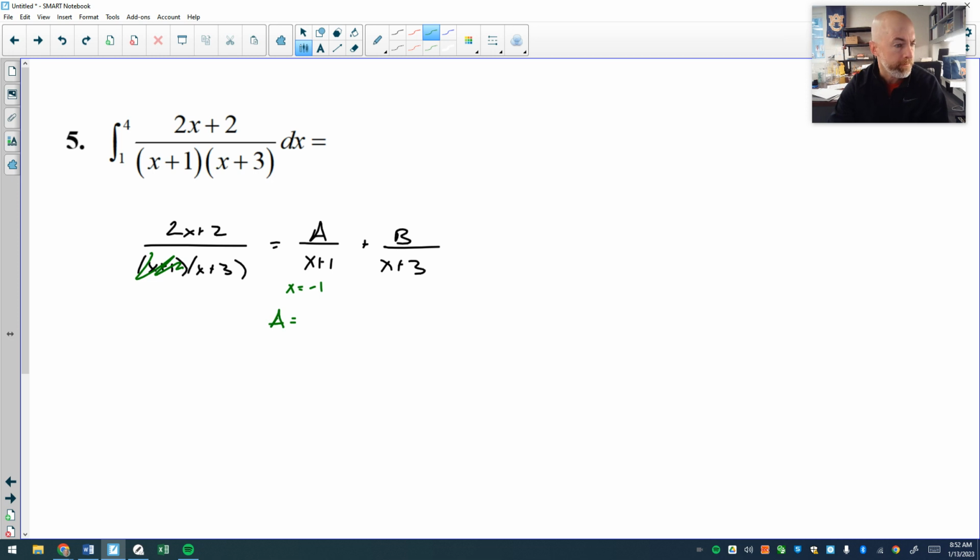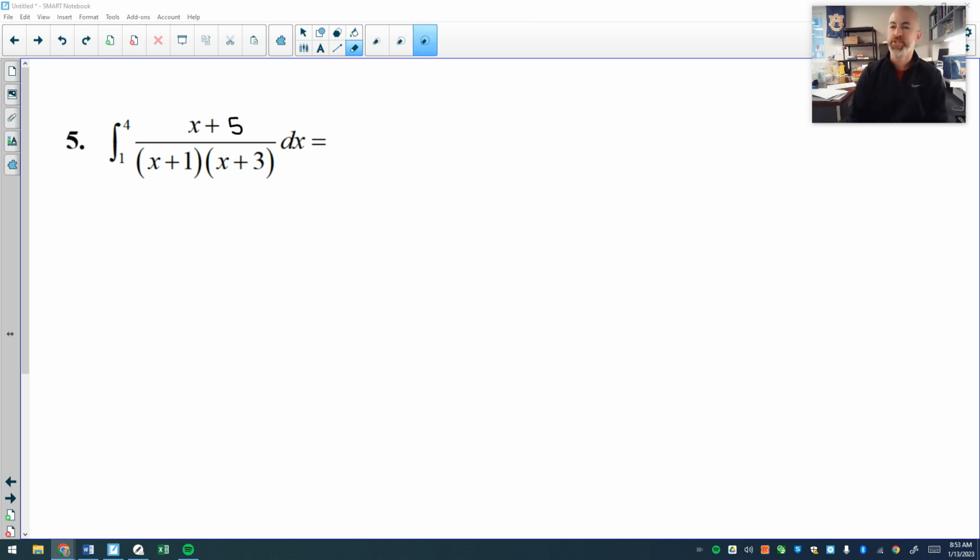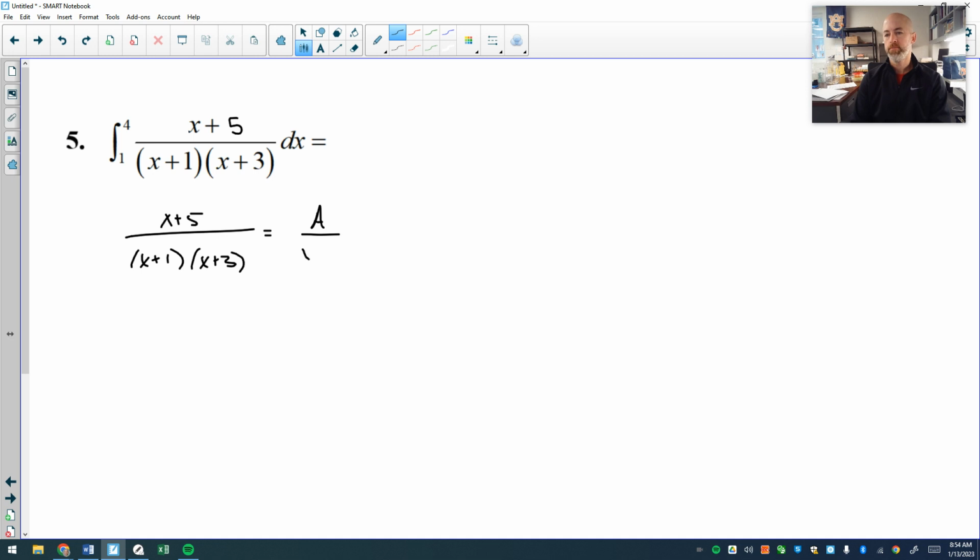Okay, hang on. So I have now adjusted this problem. Let's just make it x plus 5 and the numerator denominator is the same. And to save you the trouble, the numerator is not the derivative of the denominator. So now let's go into partial fractions on this one. X plus 5 over x plus 1, x plus 3 is a over x plus 1 plus b over x plus 3.